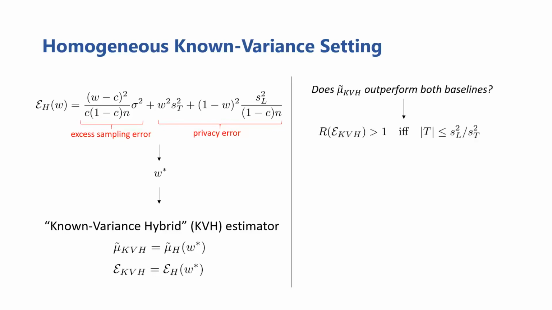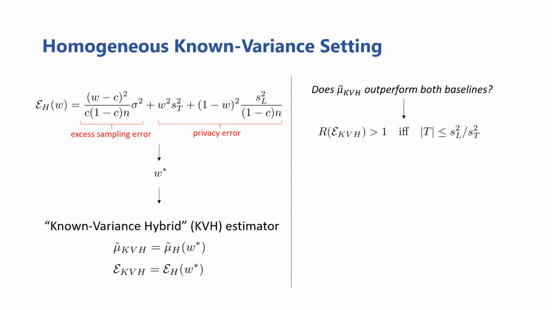Now that we've derived it, the first question we can ask is whether it actually outperforms the baselines. Algebraically analyzing the induced relative improvement expression, we find that the KVH estimator does indeed strictly outperform both baseline estimators simultaneously, as long as the number of TCM users is less than this ratio between the privacy noise scales of both groups.